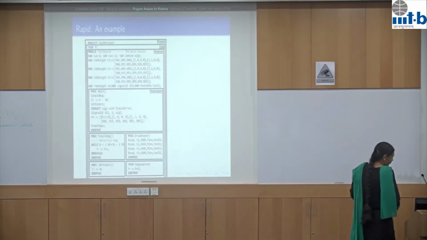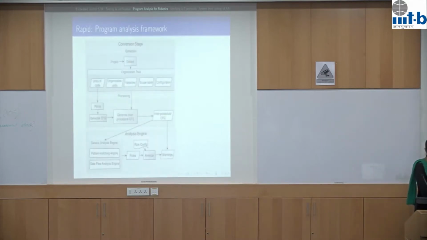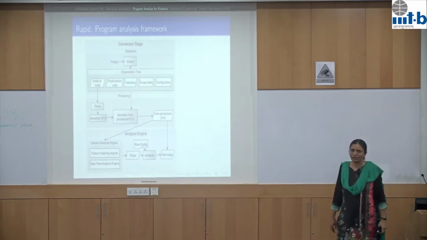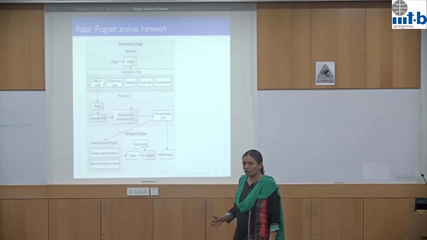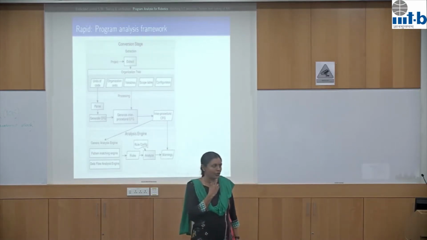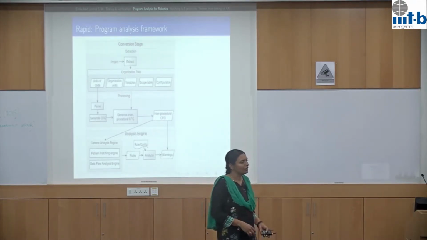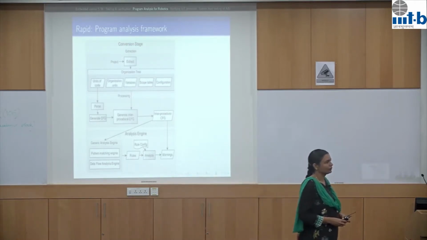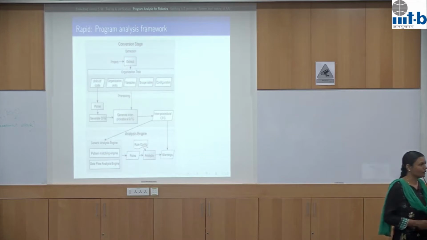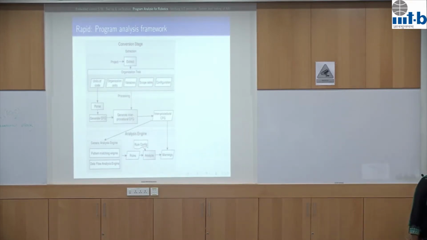So the work that we did with ABB was to develop a program analysis framework for Rapid-like programs. The difference is that there are lots of program analysis tools available for a programming language like C. Yeah. So are these programs written separately for individual robots, or is it a single program for all the arms? The programs can be grouped in several different ways.